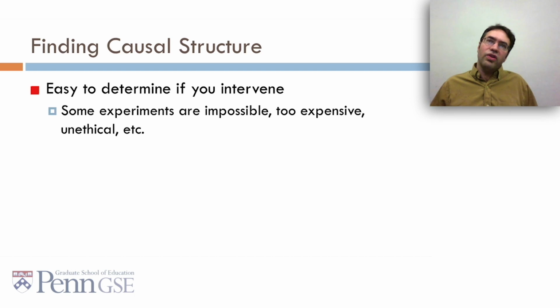So finding causal structure. One thing people often say is, well, why don't you just do a randomized control trial? That'll make it easy. The answer is that some experiments are impossible, or they're too expensive to run, or they're actually unethical. Sometimes you can find data sets from the real world that allow you to ask questions that you just can't really ask without it.